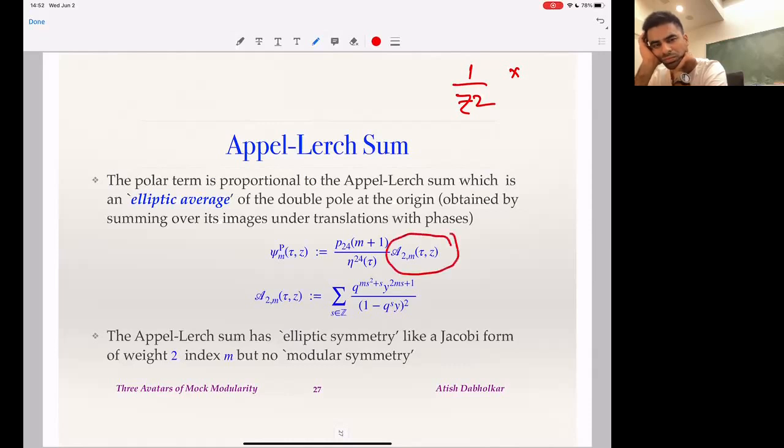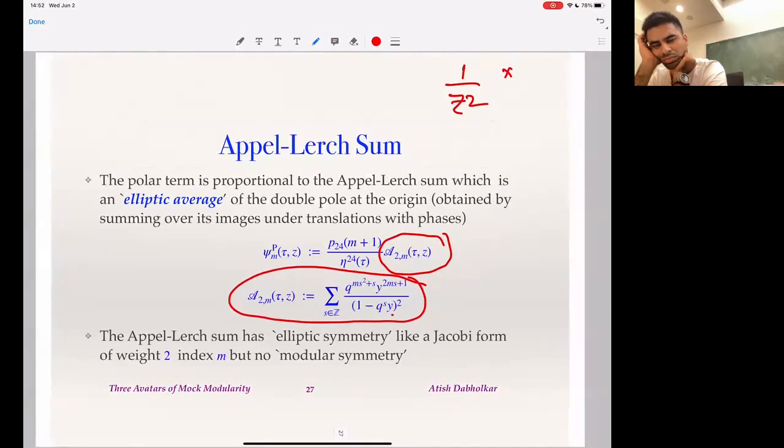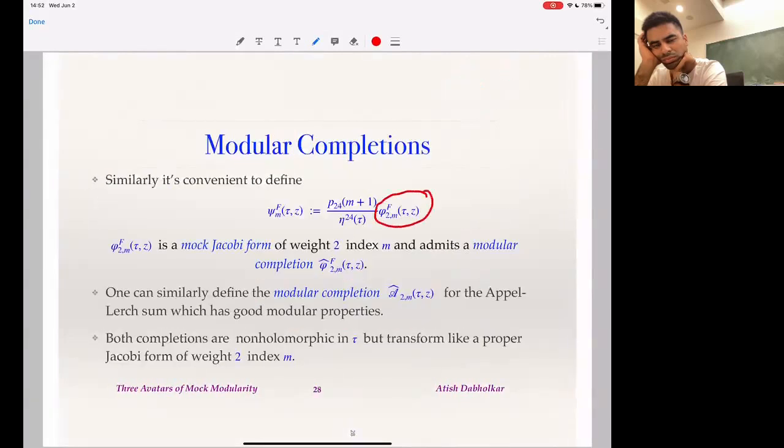So this is the Appel-Lerch sum, and it is defined in this manner. You basically take the pole at y equal to 0, and you take its elliptic images, and that gives you the Appel-Lerch sum. Multiply by this residue, and that gives you the polar part of the counting function. And then what you are left with is the finite part. Because I'm dividing by eta to the 24, you get a mock Jacobi form of weight 2 index m. So the final statement is that the quantum degeneracies of single-centered black holes in a generic Calabi-Yau manifold are given by Fourier coefficients of not Jacobi forms, as you might have expected, but by mock Jacobi forms. And this is where Ramanujan's work comes into play.